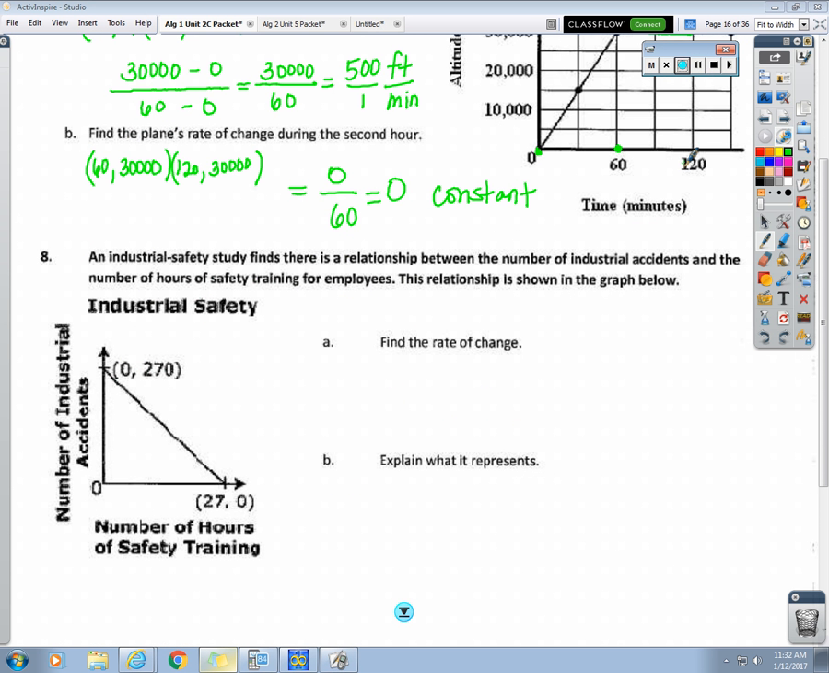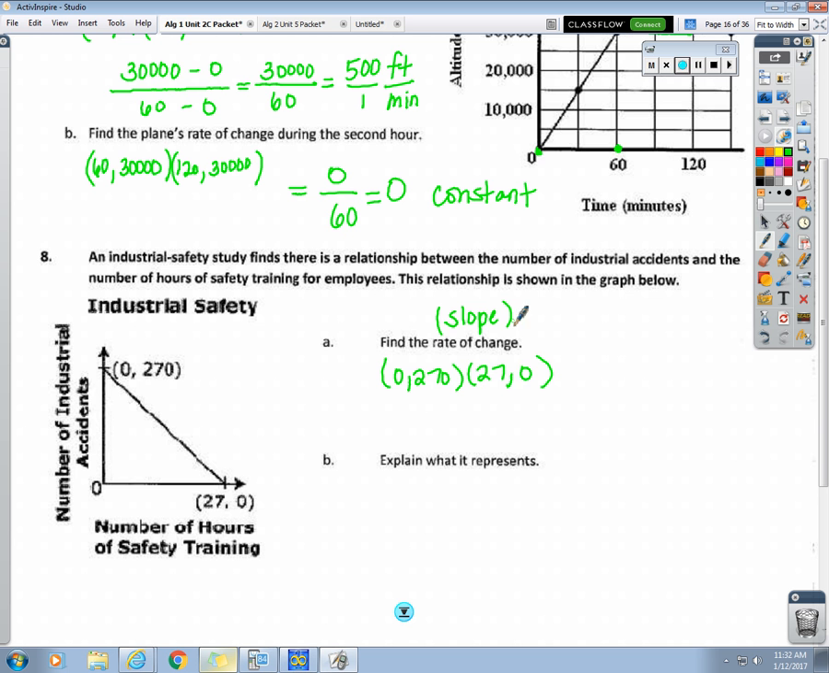An industrial safety study finds that there is a relationship between the number of industrial accidents and the number of hours of safety training for employees. This relationship is shown in the graph below. A says find the rate of change, and we know rate of change is the same thing as what? Slope. So that means we're going to have to use the slope formula, and to use the slope formula we have to have 2 points. Well, they gave us 2 points to use, (0, 270) and (27, 0).